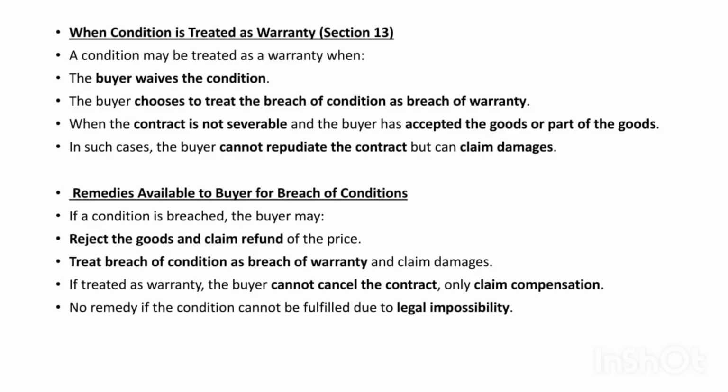This is the buyer's choice. The third one is when the contract is not severable and the buyer has accepted the goods or part of the goods. In such cases, the buyer cannot repudiate the contract but can claim damages. Let's move on to the next topic, that is remedies available to the buyer for breach of conditions. What exactly can a buyer do if a condition is breached? The buyer has two options: reject the goods and claim a refund of the price, or treat the breach of condition as a breach of warranty and claim damages.